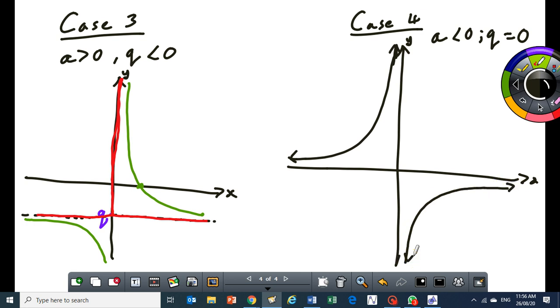Okay? Please take note that these two curves don't touch both the x and y axis if q is 0. Okay? So your shape will look like this. q is 0, which means the value of y here is 0. And your x-axis will be the horizontal asymptote.